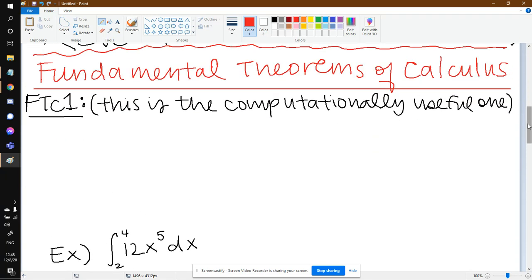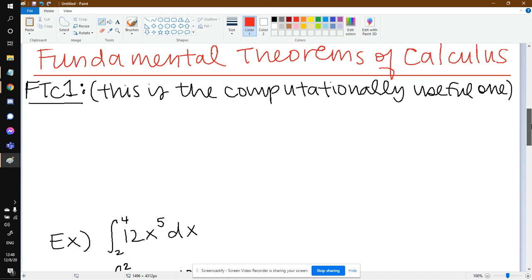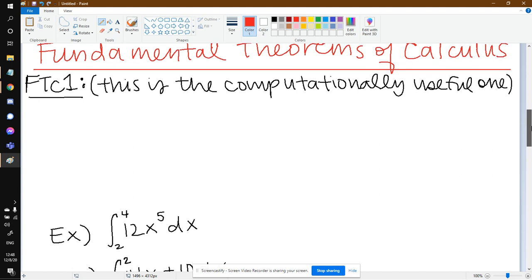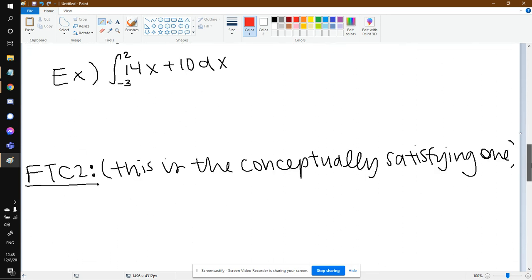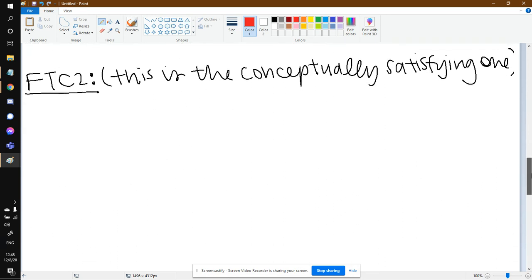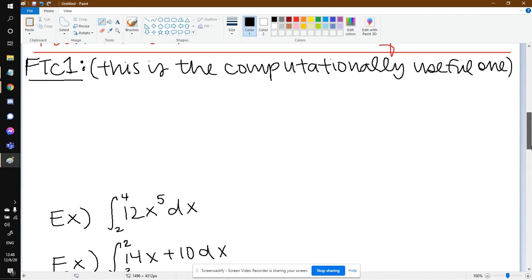All right, fundamental theorem of calculus 1. There's two parts to the fundamental theorem of calculus. One is a computationally very useful one, right? This helps us take definite integrals without using a calculator. And then the second part is a conceptually satisfying one, which to me means it's like beautiful and fun. Maybe you'll agree.